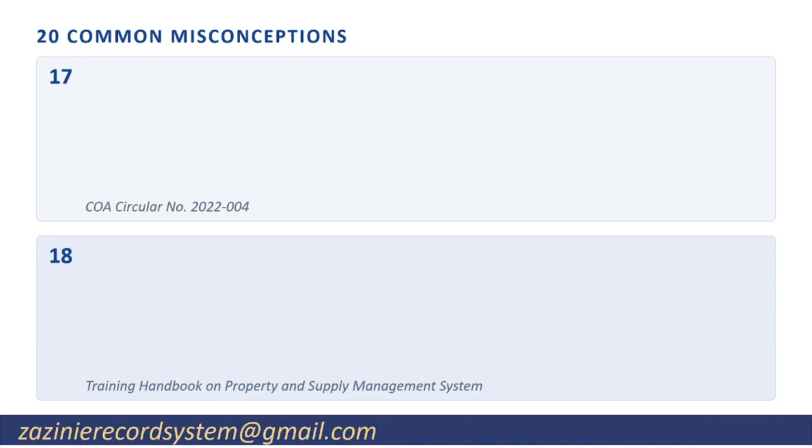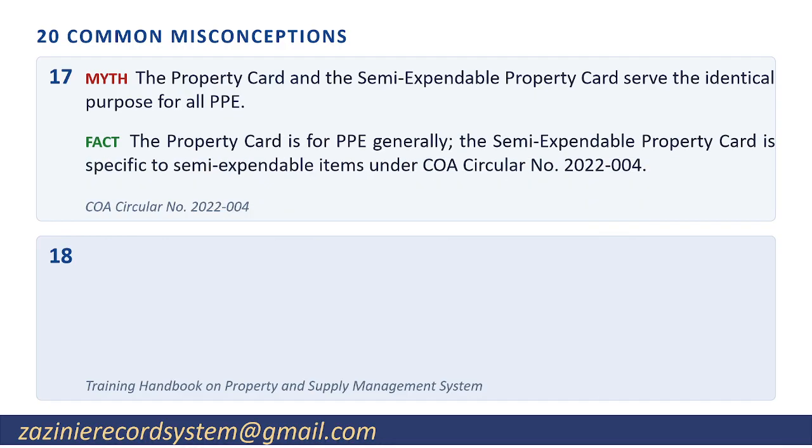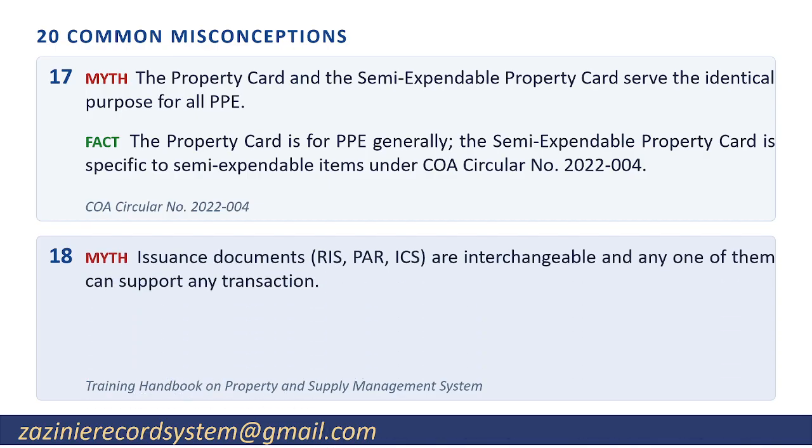20 common misconceptions. Number 17. Myth. The property card and the semi-expendable property card serve the identical purpose for all PPE. Fact. The property card is for PPE generally. The semi-expendable property card is specific to semi-expendable items under Commission on Audit Circular No. 2022-004. Number 18. Myth. Issuance documents, RIs, PAR, ICs, are interchangeable and any one of them can support any transaction.